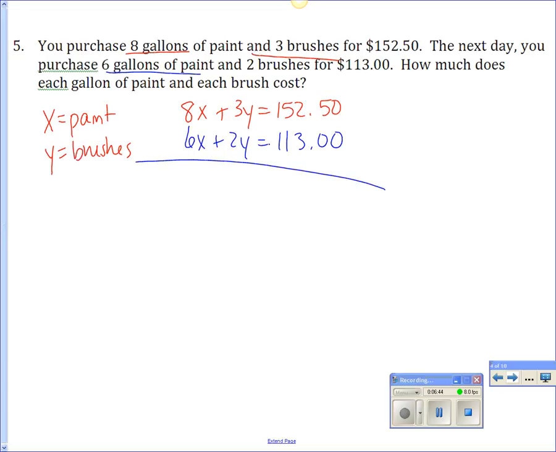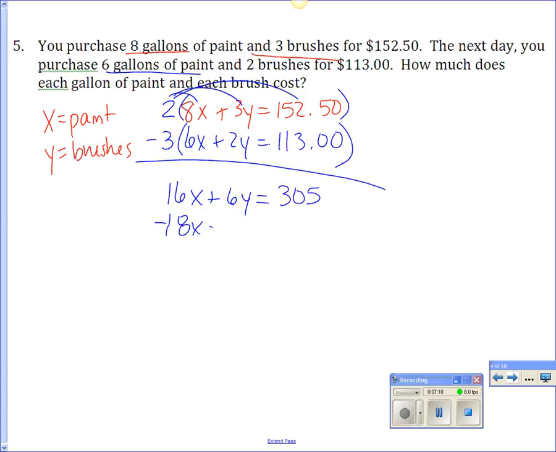And this one, I'm going to look at the 3y and the 2y since those are smaller. So you have to multiply both of these. So I'm going to multiply the top by 2 and the bottom by negative 3 so that I'll get 6y. So when I do that, I get 16x plus 6y equals 305, and on the bottom I get negative 18x minus 6y equals negative 339.